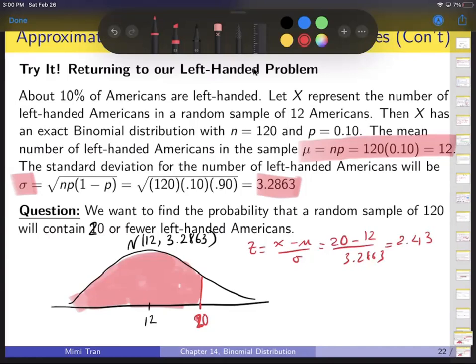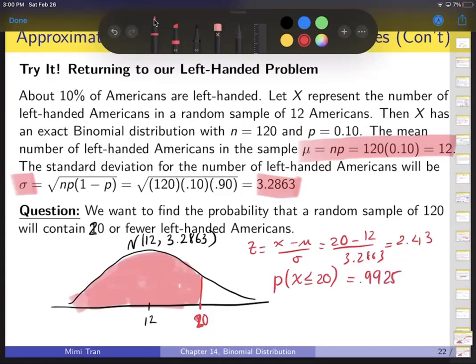2.43. Look it up on your table. Let's see. My table is a little bit different, but it should be big. I got P of x less than or equal to 20 is 0.9925.